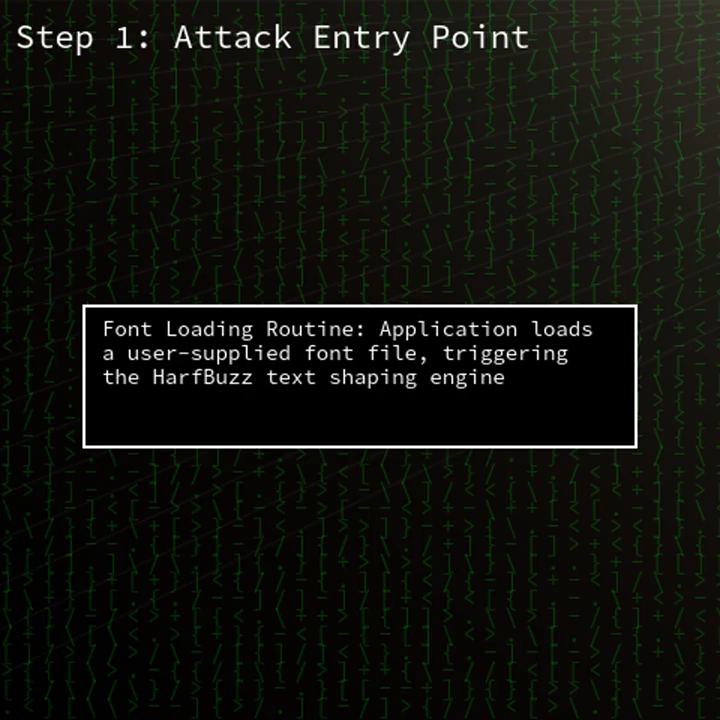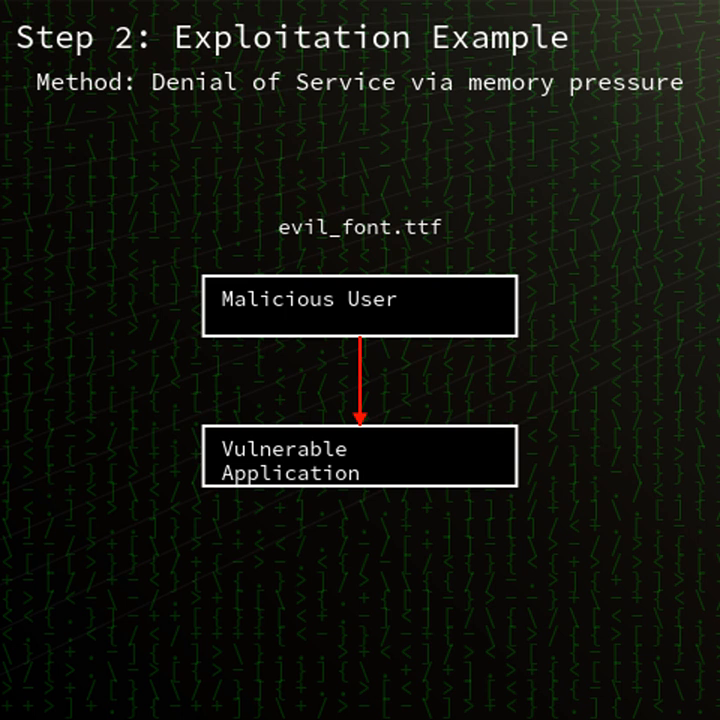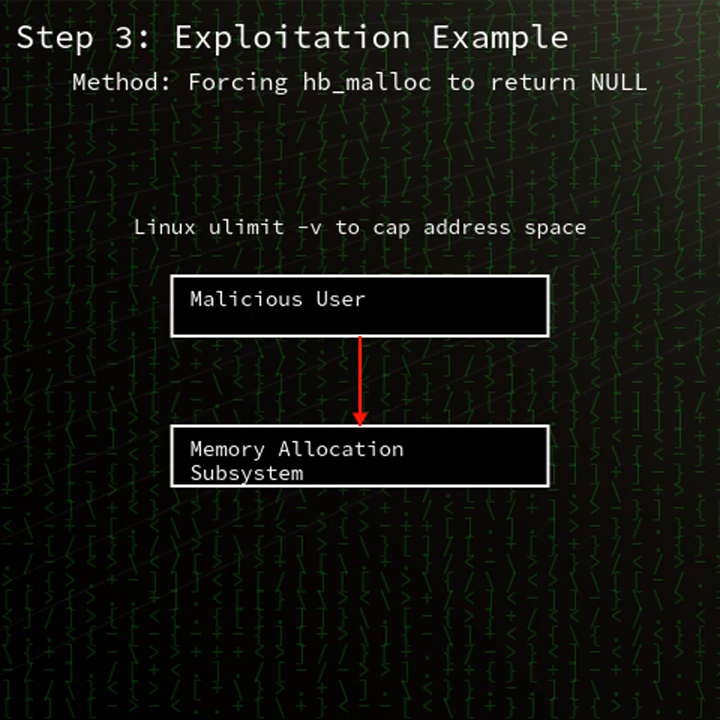HarfBuzz is an open source text shaping engine used by web browsers, desktop environments, PDF renderers, and other applications to correctly render complex scripts and fonts. It handles tasks like ligatures, glyph positioning, and script-specific rules. HarfBuzz is maintained on GitHub under the MIT license and ships as a dependency in Linux distributions, mobile platforms, and graphic toolkits. Versions prior to 12.3.0 are affected by this issue.